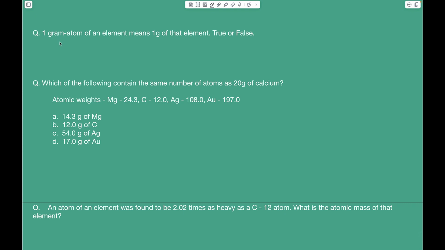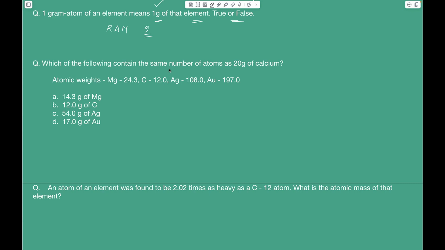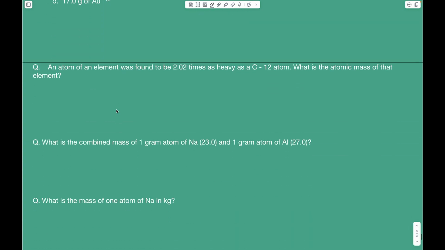Now what do we have here? 1 gram atom of an element means 1 gram of that element. True or false? Obviously false. 1 gram atom of an element is its atomic weight or relative atomic mass expressed in grams. It is not 1 gram of that element. Which of the following contains the same number of atoms as 20 grams of calcium? Atomic weights are given, the masses are also given, so I will let you figure this out.